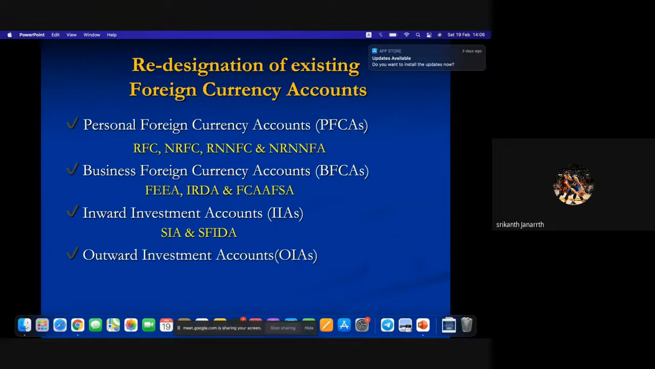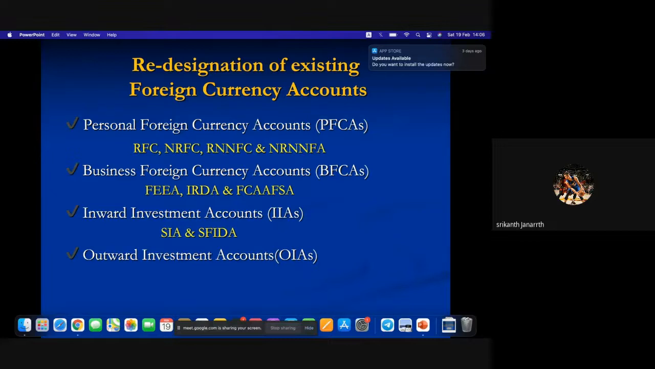Then there was another account that Central Bank gave permission for under the Exchange Control Act, called NRNNFA, non-resident, non-national foreign currency account. That means the foreigner is not here. He's a non-national foreigner, non-resident, not here. He wants to open a foreign currency account, so they gave the permission. That means people who are intending to come to Sri Lanka later, or who come on a temporary visit to Sri Lanka, are also permitted to open one under the Exchange Control Act.